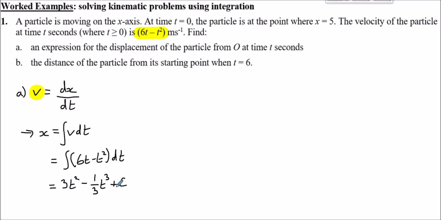We now need some initial conditions to decipher what this constant of integration is. Now, we are told here that at time t equals 0, the particle is at the point where x equals 5. So we can now substitute in: when t is 0, x is equal to 5.